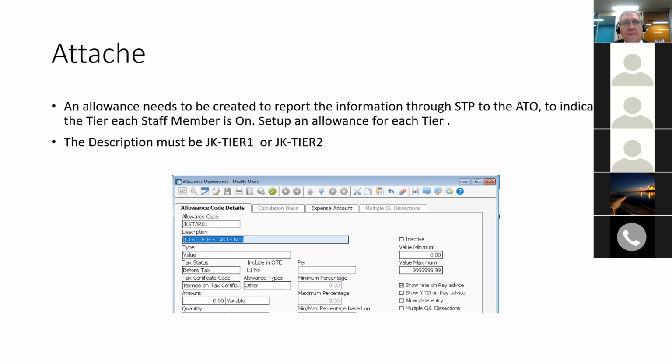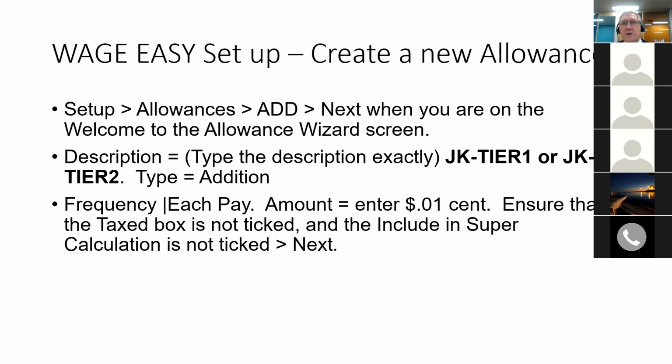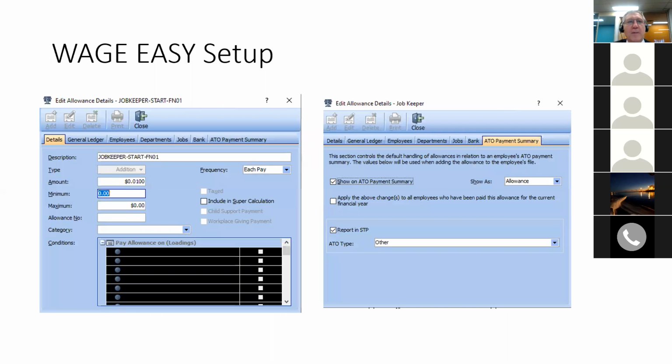All right. So in Wage Easy, same thing, just going into your setup allowances, add, etc. Add the description JK Tier 1 or 2. With Wage Easy, you need to put in 1 cent in the amount column. Don't tick the super. And I've just got snapshots of what the screen would look like, just bearing in mind that the description is not saying Start 1 now, it's actually going to be saying JK Tier 1, Tier 2. That's pretty easy.